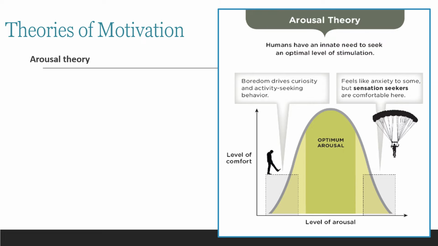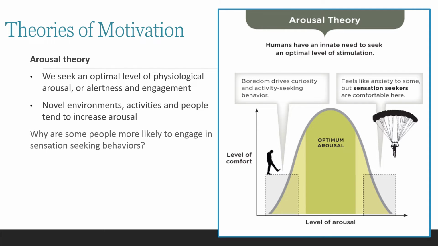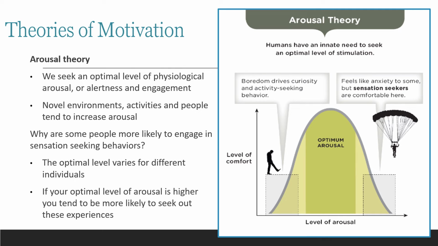So according to this theory, we seek an optimal level of physiological arousal or alertness and engagement. And if we're under aroused or bored, it motivates us to engage in behaviors to increase arousal. But if we're anxious or over-aroused, we'll engage in behaviors to reduce arousal. So new environments and new activities and being with people tend to increase arousal. And if we find we are bored, we might look for some of these new experiences. Whereas if we're already stressed, we might prefer familiarity.